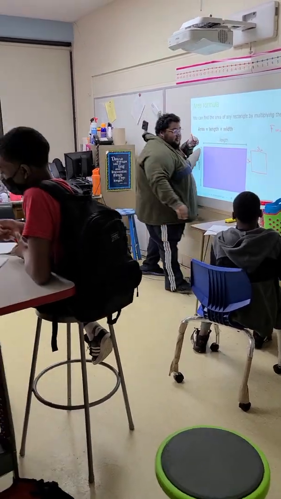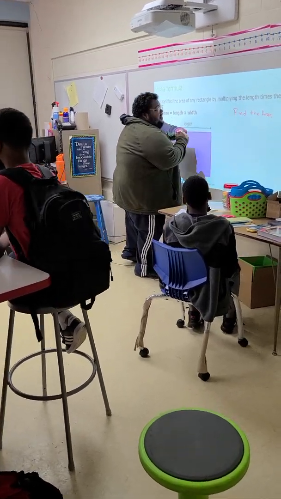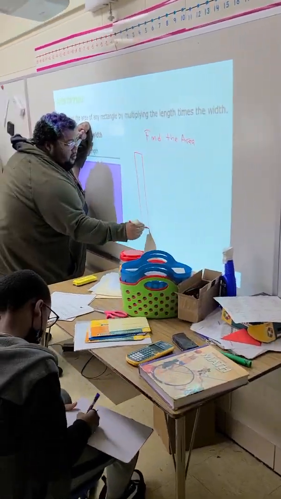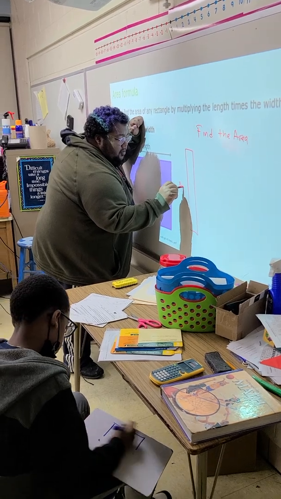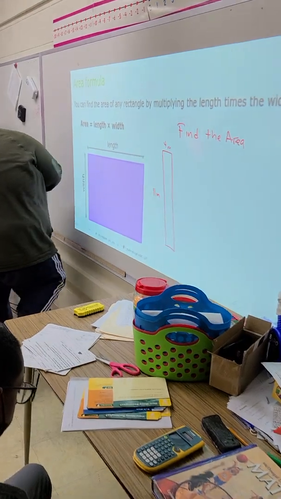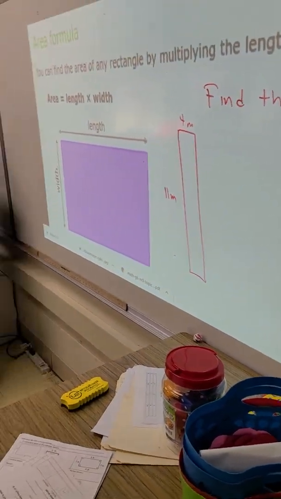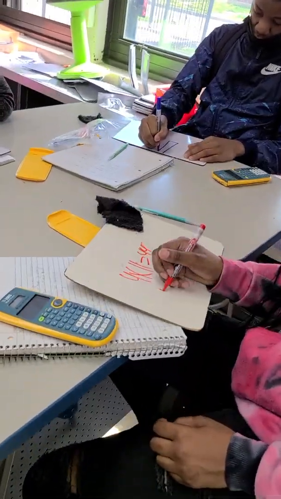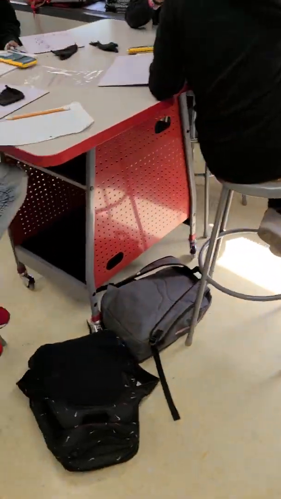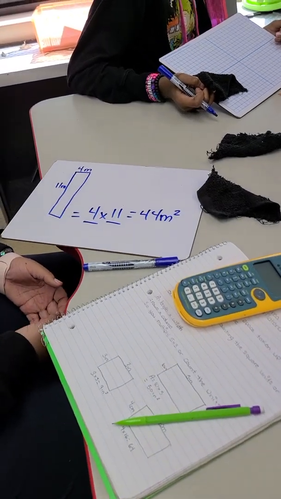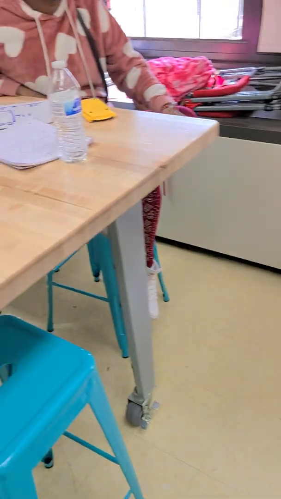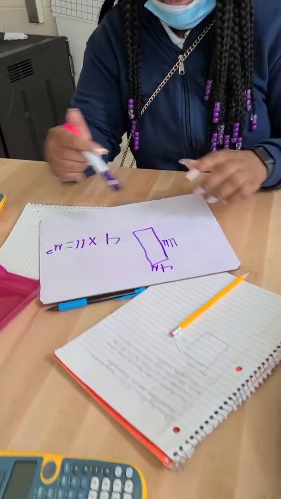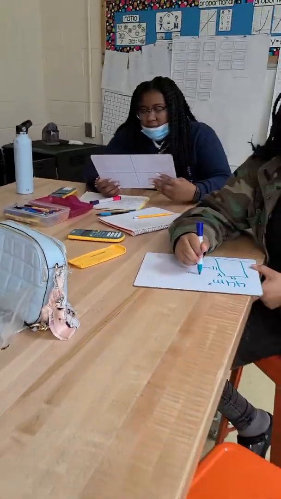Alright, let's do one more. Find the area. Meters. Figure out, very nice.